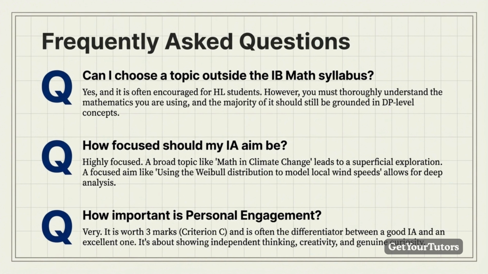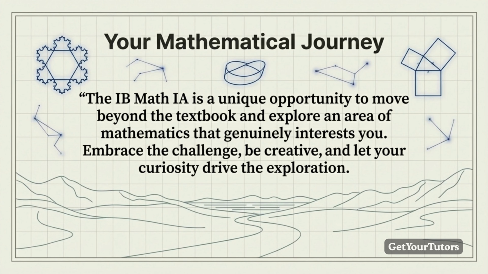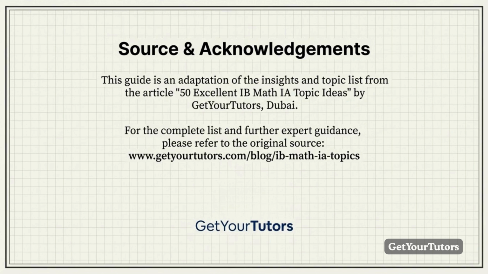And as a final thought for you to mull over as you start this process, think about the power of focus. We contrasted the broad topic, math and climate change, which just leads to a superficial summary of a bunch of stats, with a much more focused aim, like using the Weibull distribution to model local wind speeds for optimal turbine placement, including a confidence interval analysis. That forces you into a deep mathematical excavation. And that specificity is what unlocks profound analysis. And profound analysis is precisely what examiners are looking for in a Level 7 exploration.